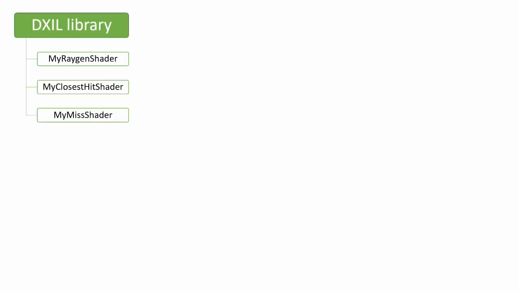I'm going to walk through this with a diagram to hopefully clarify some of what I talked about with setting associations. So this is a very, very simplified example. We start with a DXIL library, which we compiled offline, which contains 3 shader functions: I have a raygen shader, I have a closest hit shader, and I have a miss shader. Obviously, a real application would probably have significantly more types of shader than this.